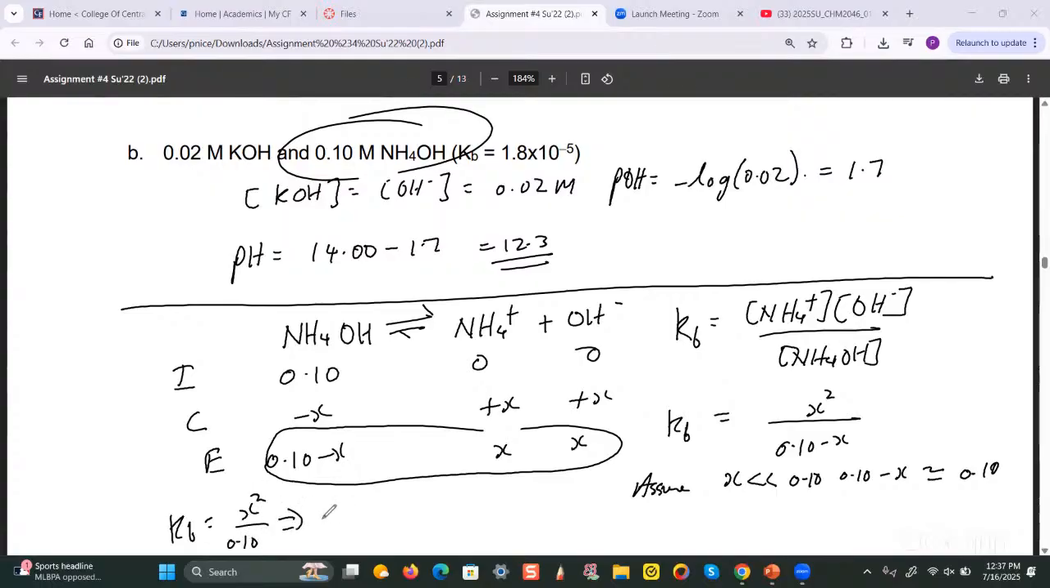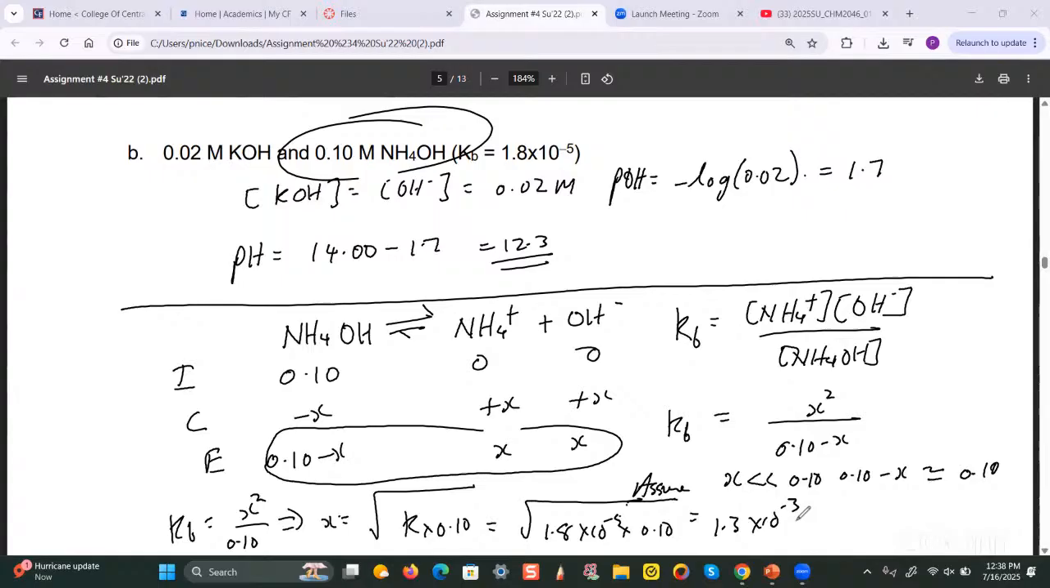So therefore x would be equal to the square root of Kb times 0.10, which is equal to the square root of 1.8 times 10 to the minus 5 times 0.10. So let's do that here: 1.8 times 10 to the minus 5 times 0.1, and then find the square root. According to my calculation, rounded to 2 sig figs, I got 1.3 times 10 to the minus 3, and that would be x. And that x would be equal to the concentration of OH minus, right?